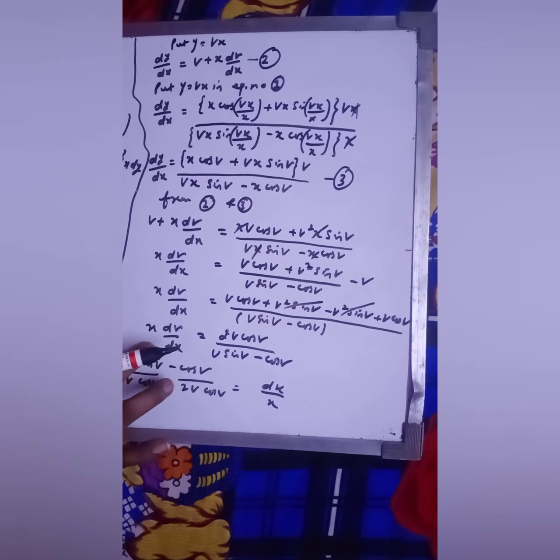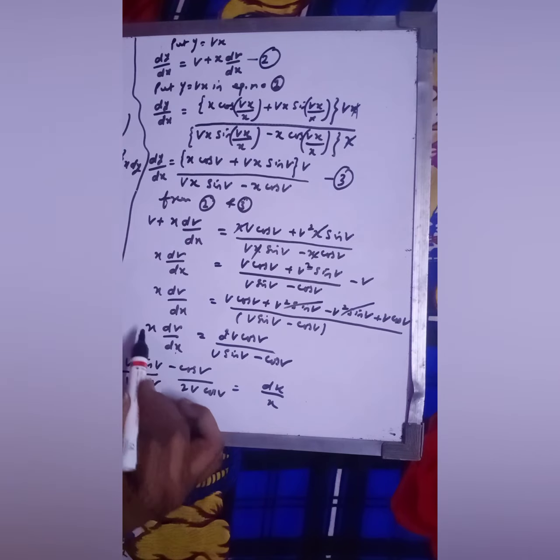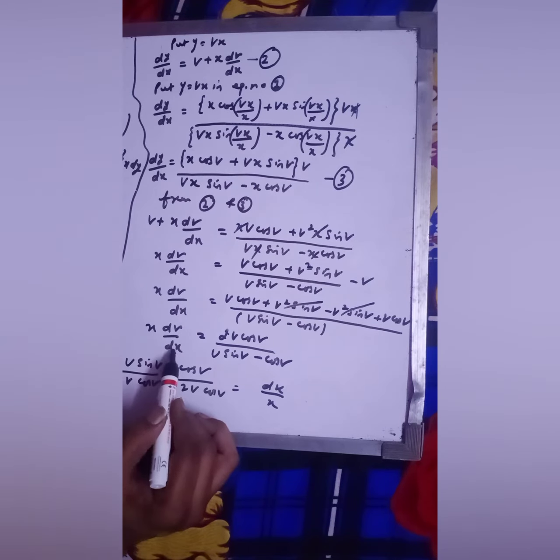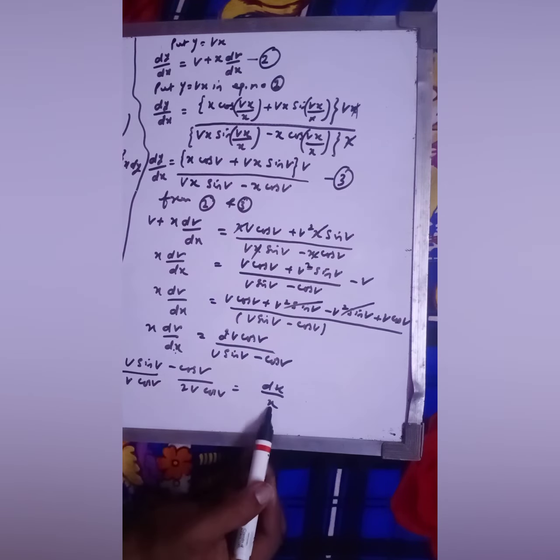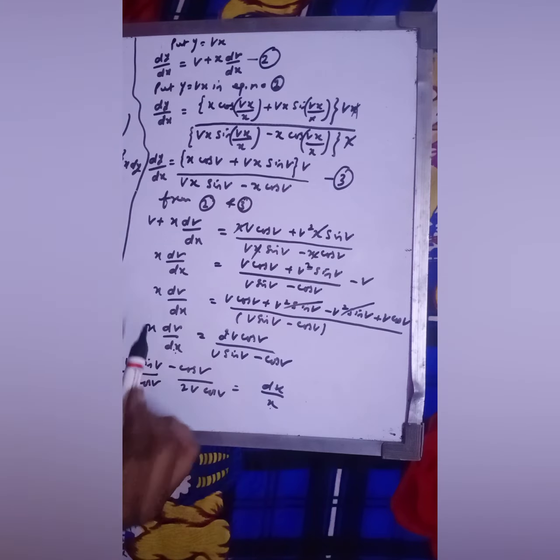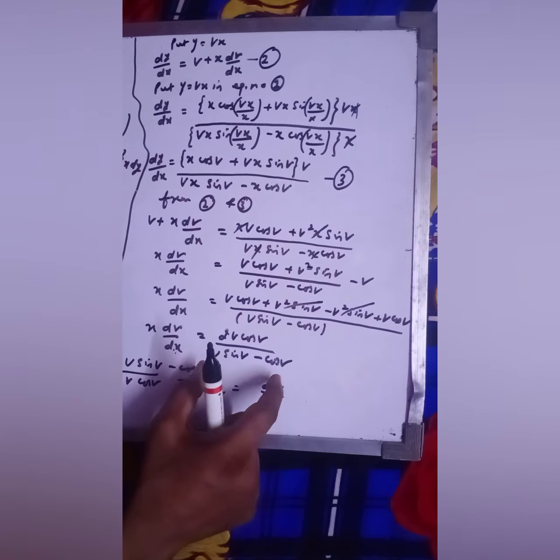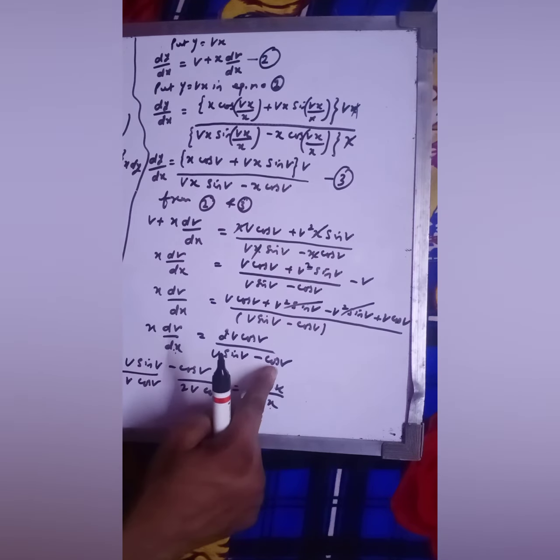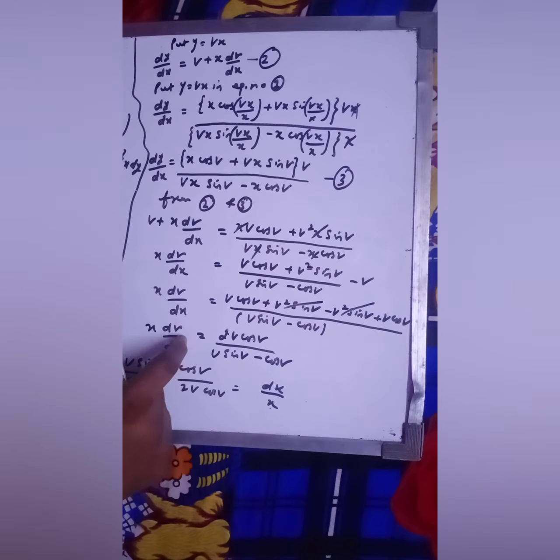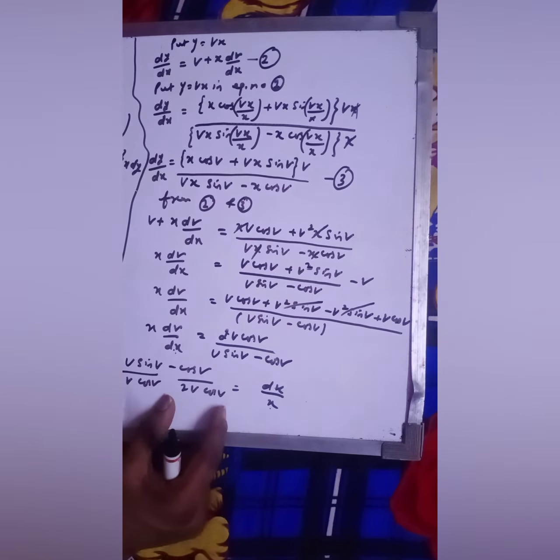Now you have to separate out this dx by x will come on this side. It will be dx by x, and this will be reciprocal, and you have to shift on this side. So when you reciprocal it, this v sin v minus cos v over 2v cos v will come here. So I'm writing 2v cos v separately in the denominator of this and in the denominator of this also.